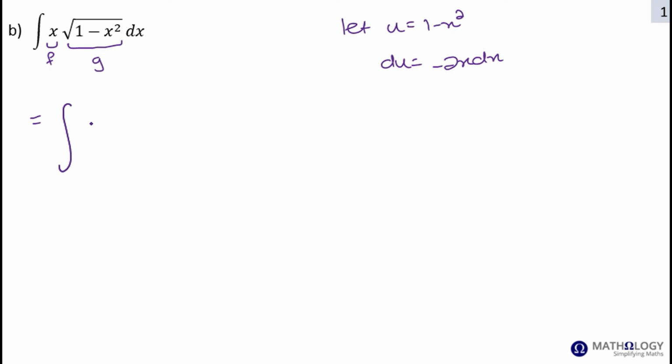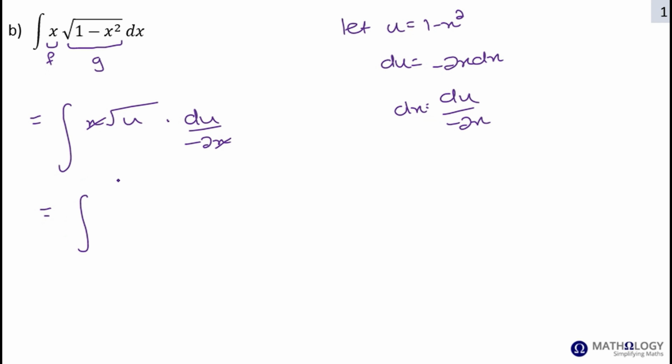So that will give us the integral of x times the square root of u times dx. dx will be du divided by minus 2x. The x is not cancelled, which is nice, which is what we're looking for. And we'll have the integral of the square root of u divided by minus 2 du. You can take minus 2 out, minus a half out as a constant.